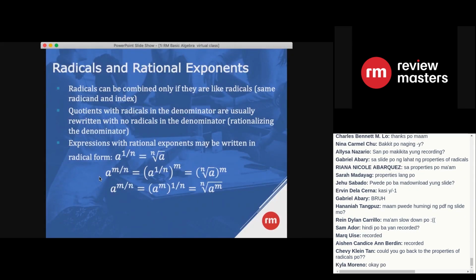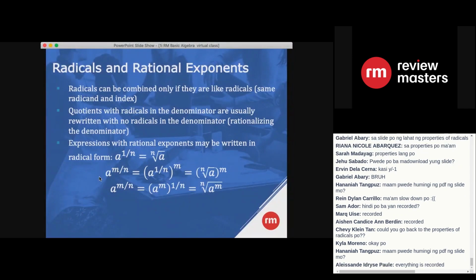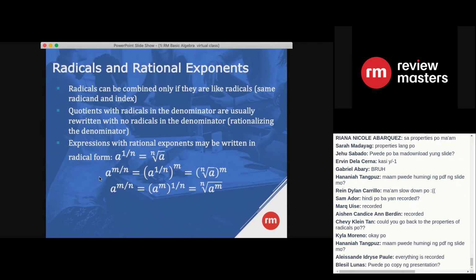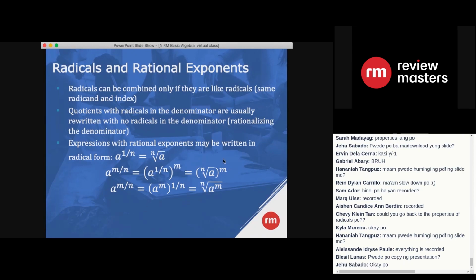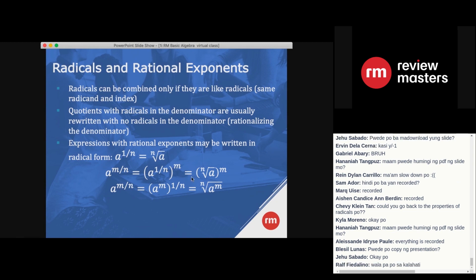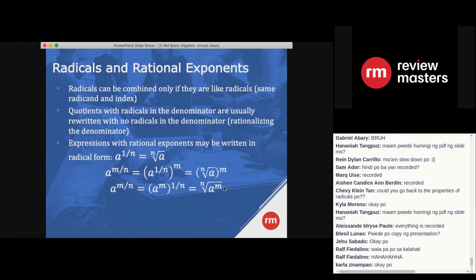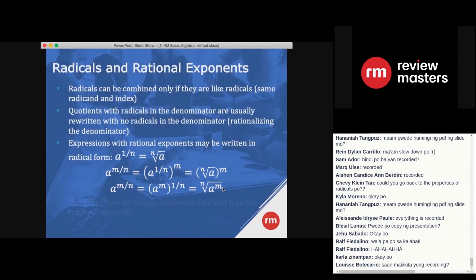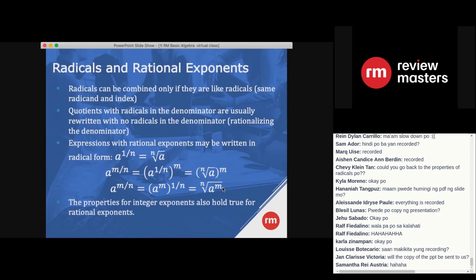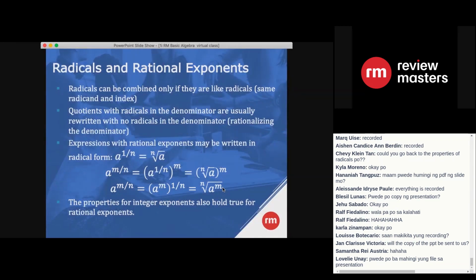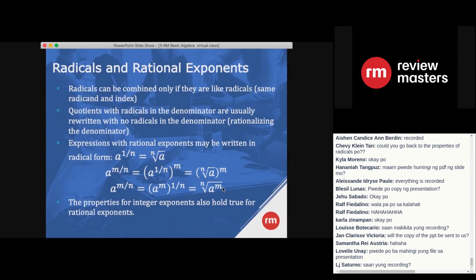Expressions with rational exponents may be written in the radical form. A raised to the 1 over n is equal to the nth root of a. a to the m over n is equal to the nth root of a to the m, or this can be written as a to the m raised to the 1 over n, or the nth root of a to the m. Okay? The properties for integer exponents also hold true for rational exponents.